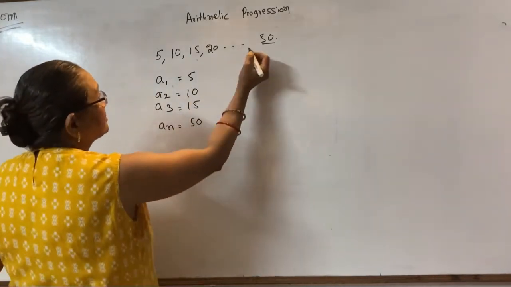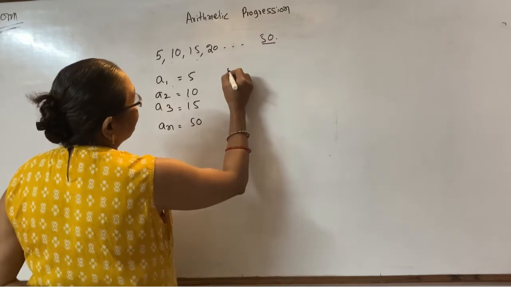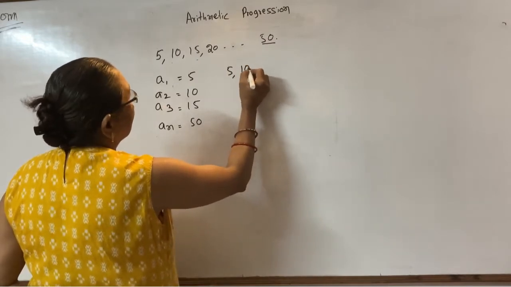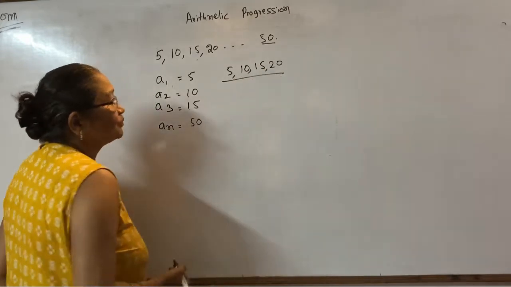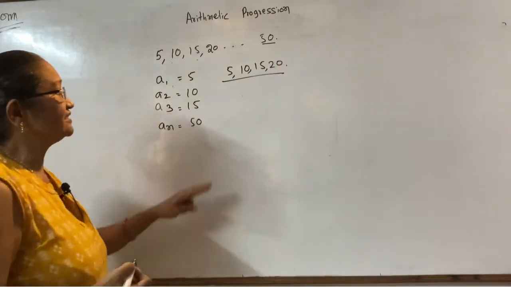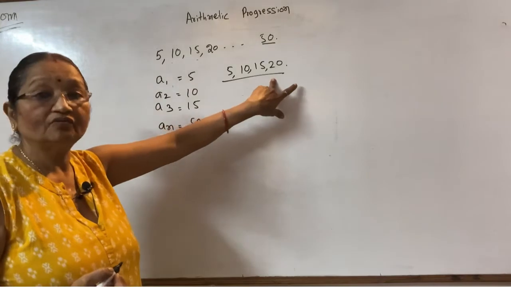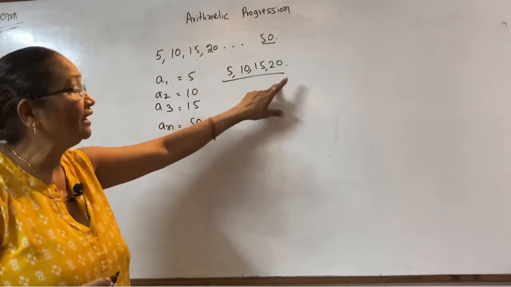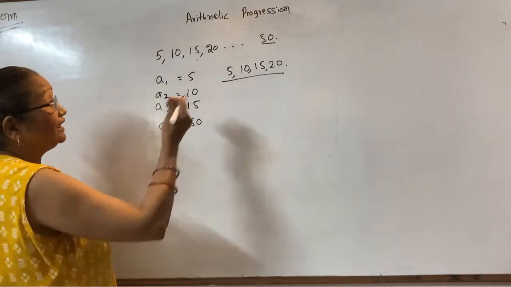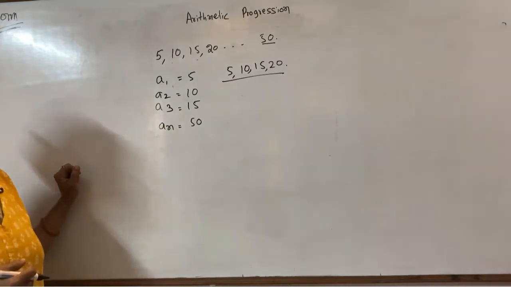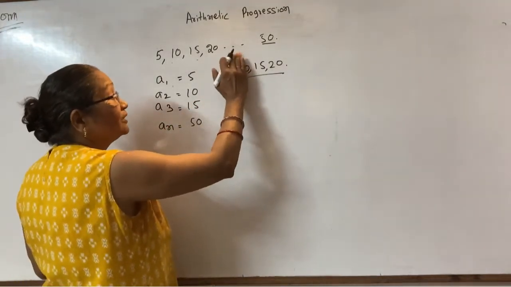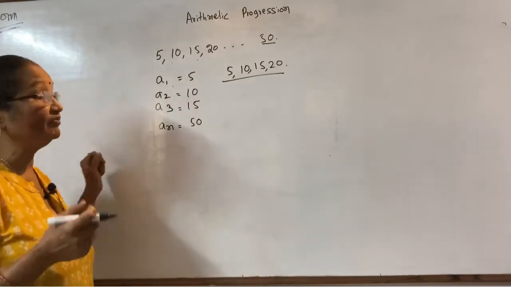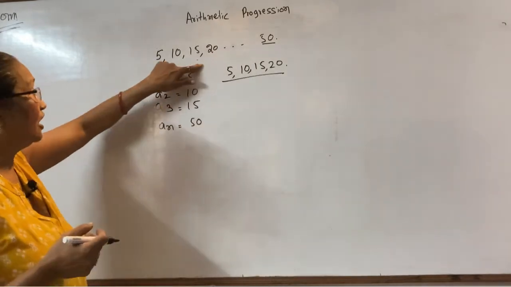Suppose it is like that, 5, 10, 15 and 20, this much only I will say. So here is first term, second term, third term, fourth term, last term. Now if I ask how many terms are there? Here I didn't ask you because I will tell you there is a formula. With that formula we can find out how many terms are there.